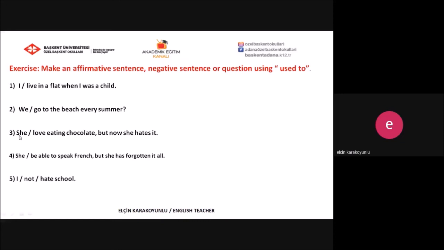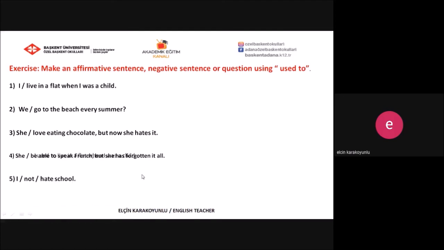And the third one, she loved eating chocolate, but now she hates it. Or she be able to speak French, but she has forgotten it all. And I not hate school. Among these sentences, let's check be able to here. So I want to remind you that we use be able to talk about abilities in all tenses.